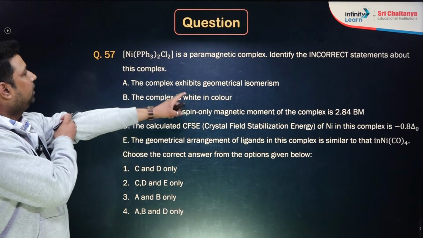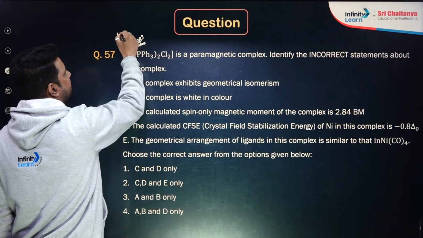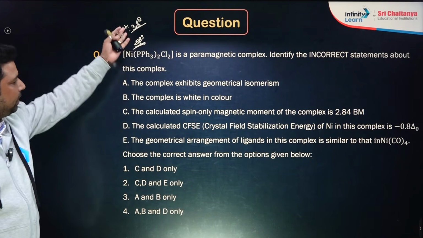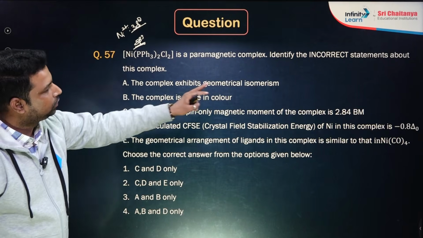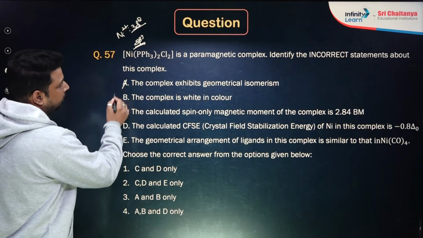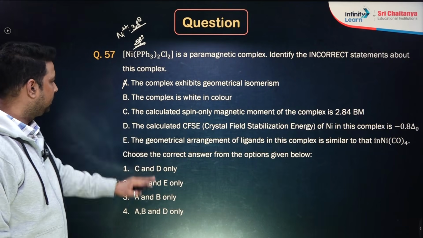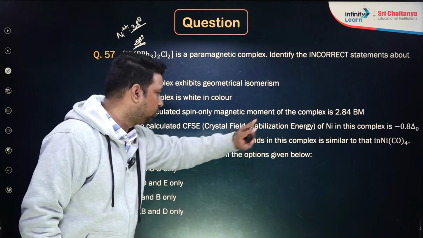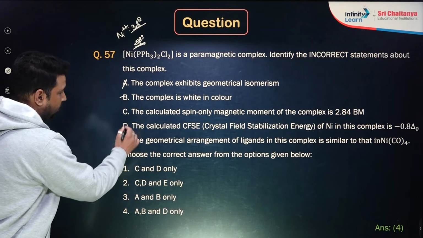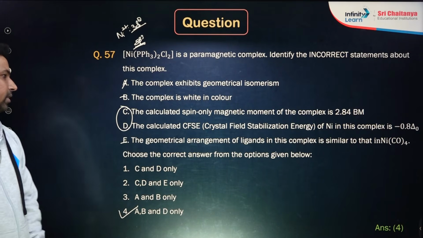Ni(PPh3)2Cl2. It is tetrahedral, sp3 hybridized, in which nickel is present in the 2+ oxidation state, meaning the configuration is 3d8. It has 2 unpaired electrons, we can see. So we have to select the incorrect statements. Tetrahedral cannot show geometrical isomerism, so A is incorrect. The complex is white in color, which is incorrect. The calculated spin-only magnetic moment is correct. D is also correct. So incorrect ones are A and B, C and D are correct. So your option will be the fourth part, A and B incorrect.